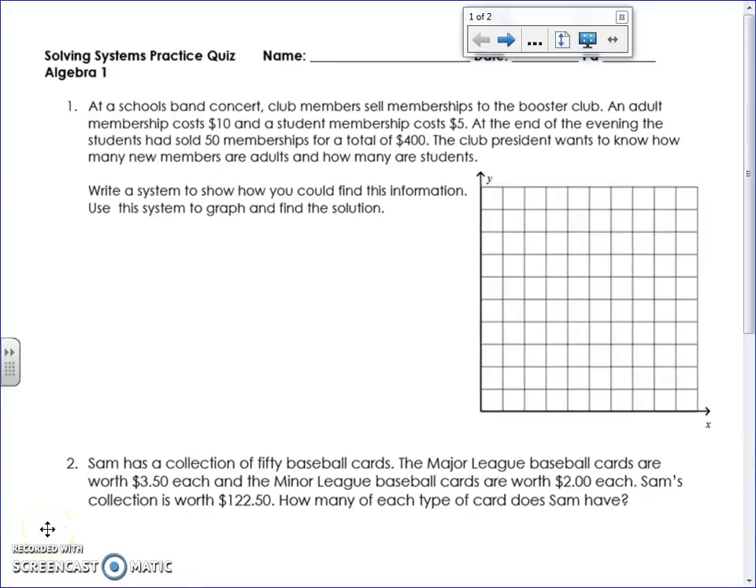Alright, so here's the front page of your Solving Systems practice quiz. I'm going to go ahead and go over questions 1 through 4 on here.